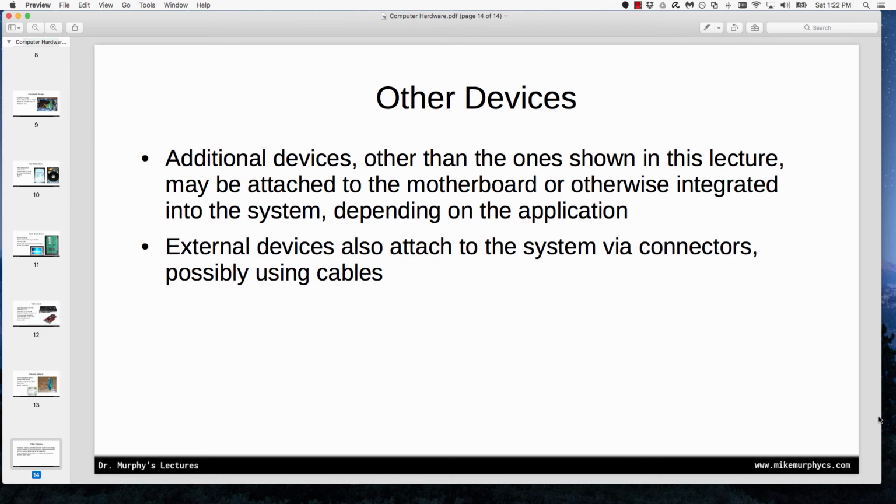We can also attach external devices via some of these connections and other buses that we have, like USB or FireWire or Thunderbolt, and those would be external devices that are used by our computer. In fact, you can actually buy external video cards now thanks to the speed and the bandwidth that we can get with Thunderbolt connections.